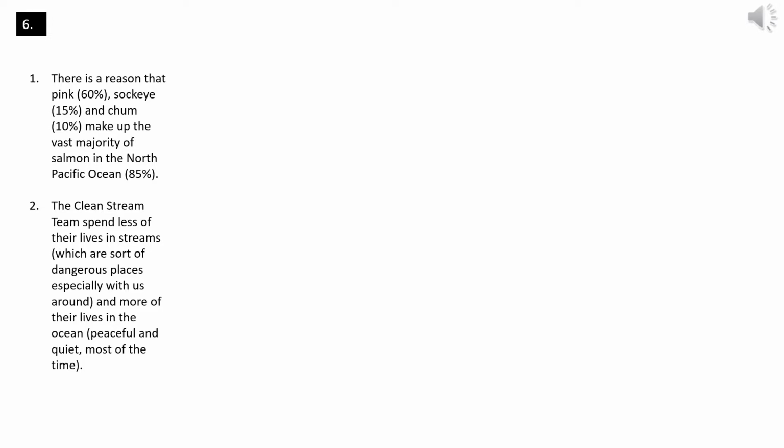So as we discussed, these three species spend much of their life in the ocean. And it's probably for this reason that they make up the vast majority of salmon in the North Pacific Ocean. Up to 85% of the salmon in the ocean by some calculations, with pink salmon being the most abundant, about 60%, sockeye 15%, and chum salmon being about 10% of the salmon in the North Pacific Ocean.